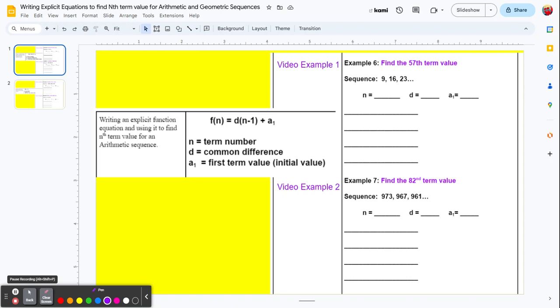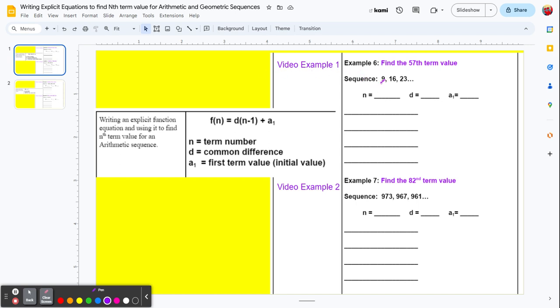In this video, we're going to demonstrate how to write an explicit function equation and use it to find the nth term for an arithmetic or a geometric sequence. We're going to begin with the first two examples here with arithmetic sequences, and the next two examples will be on finding the nth term for a geometric sequence. So let's begin with our first example here.